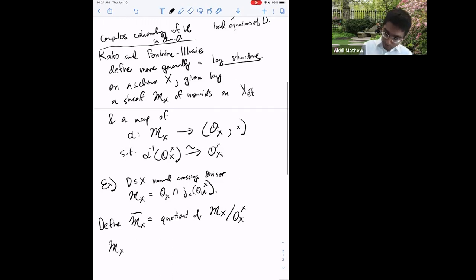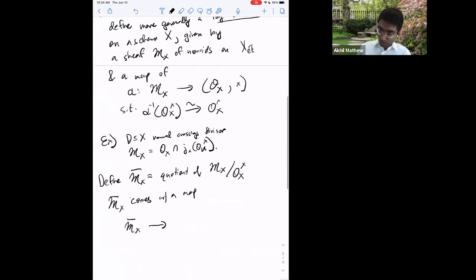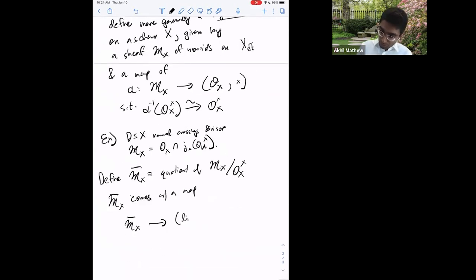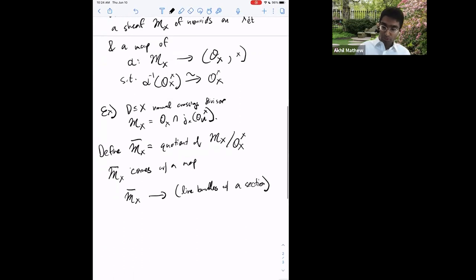Now M_X bar is naturally going to come with a map. From the structure map of the log structure, M_X comes with a map to the following sheaf of monoids, which is the sheaf of line bundles with a section. This is represented by A^1 mod G_m, and is a good description of effective Cartier divisors. This will be useful later on.